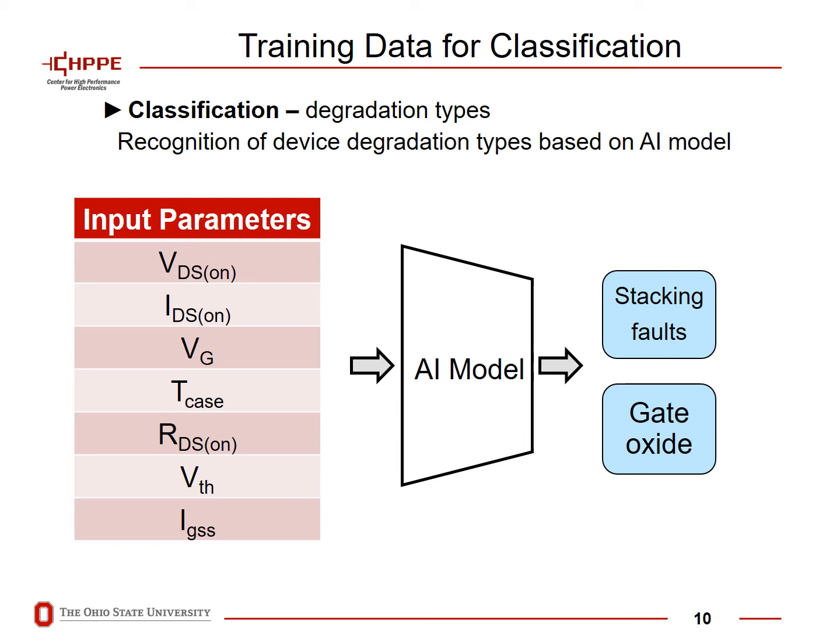Then we can use this data to train the algorithm so it can relate the data pattern with a certain type of degradation very accurately using the offline data, for example, gate oxide degradation and stacking faults. Once the features of different types of degradation are well trained and recognized, the machine will be able to classify what type of degradation the device is experiencing using online data automatically, without any input from a human.